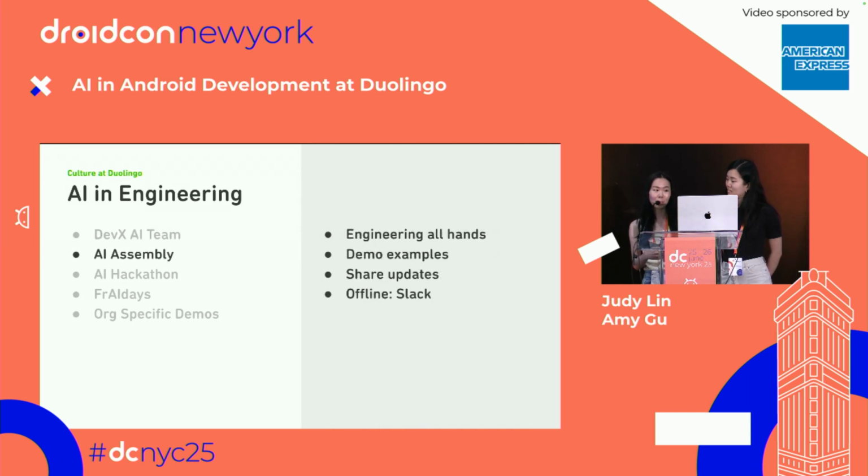Every 2 weeks, we have an AI assembly, a place to demo examples and share updates. And we don't have to be online together to share. Outside, we're encouraged to share successes or failures to a dedicated public Slack channel, as you can see with some of our screenshots earlier that we shared with permission.